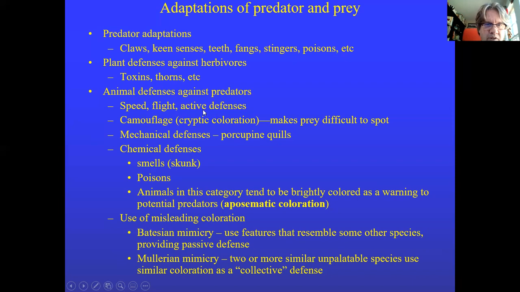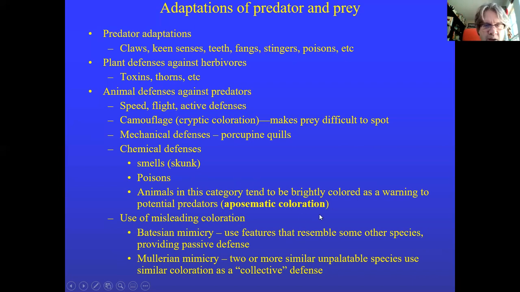Chemical defenses, which you mentioned as part of an active defense here, smells and poisons, and animals that do this tend to actually be brightly colored. They advertise that they are nasty, right? So you often know an animal is going to be nasty. If you attack it, you're going to get a nasty surprise. It's going to be unpleasant because of these different defenses. They usually advertise. This is called aposematic coloration. It's kind of a cool thing, right?